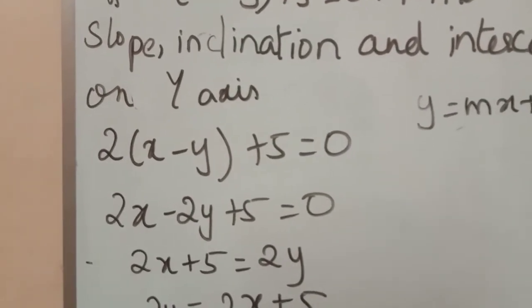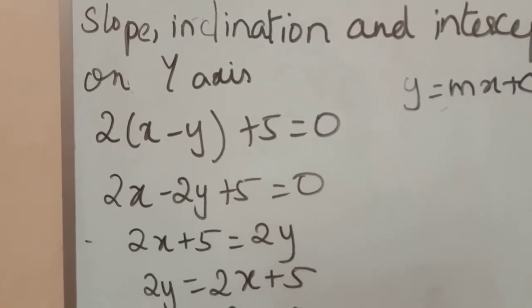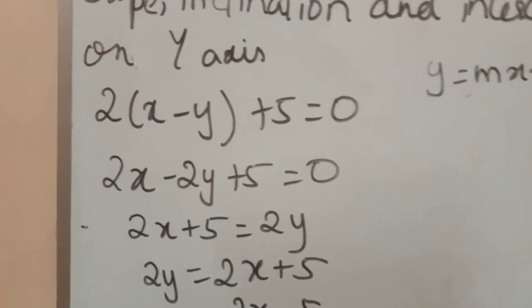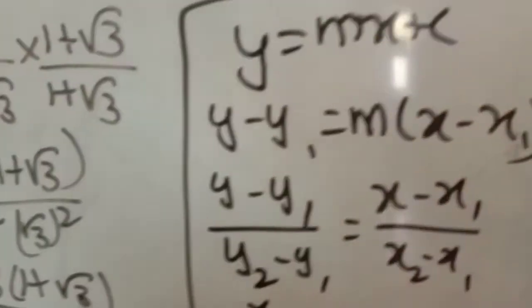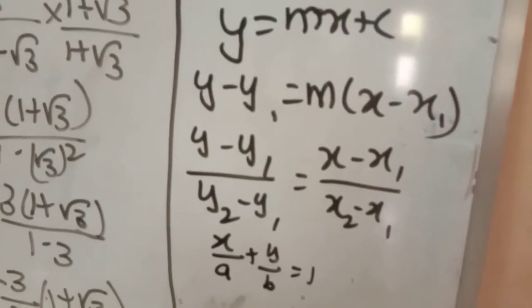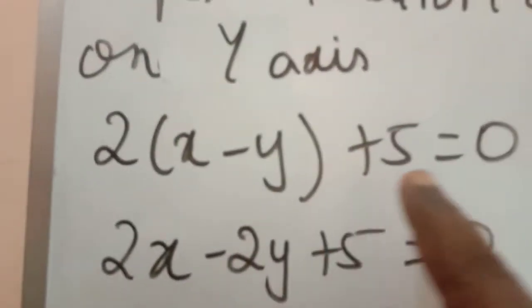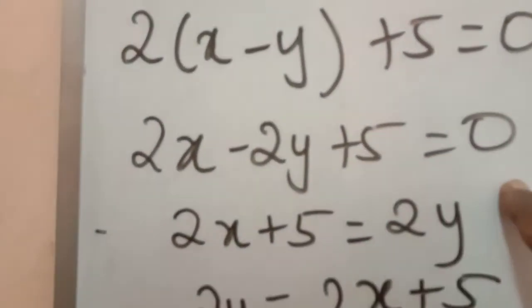Okay. Now inclination, what is inclination? Angle, theta. Okay, intercept on y-axis means y-intercept. Okay, so consider this formula y equal to mx plus c, the first formula. Among these 4 formulas, this is the first formula, y is equal to mx plus c. Okay, now 2 into (x minus y) plus 5 equal to 0. Multiply 2 inside the bracket. So 2x minus 2y plus 5 equal to 0.